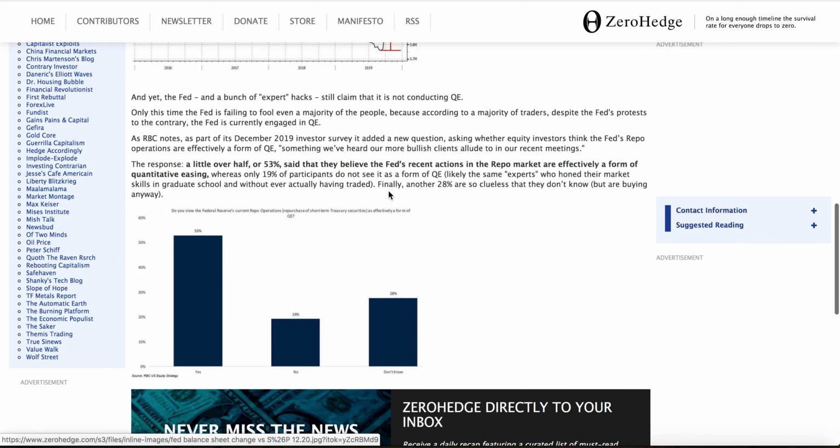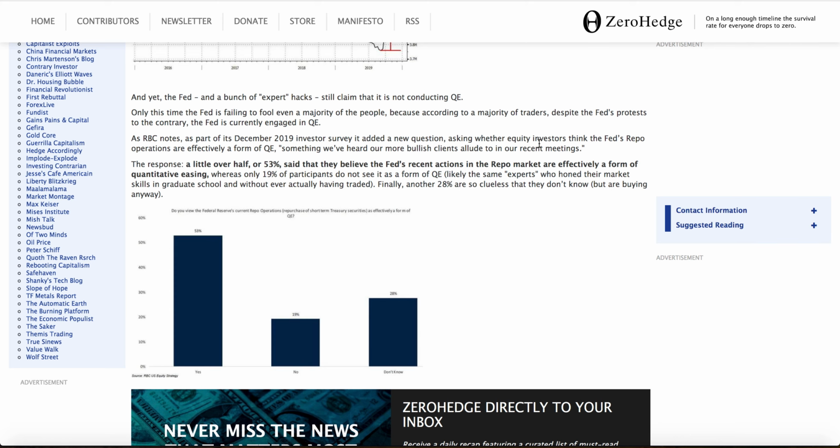And I'm so surprised when you see the survey. This survey is, I think, just crazy. There's a survey of equity investors: what do you think about the Fed's Repo operations? Is Repo a form of QE? Based on the survey, 53% say yes, this is QE, and 19% say no, and then 28% say they don't know.